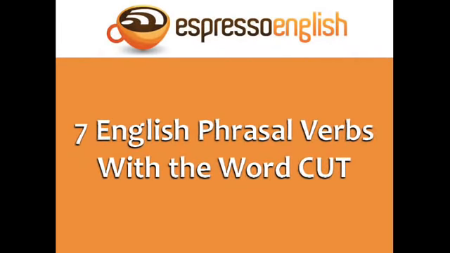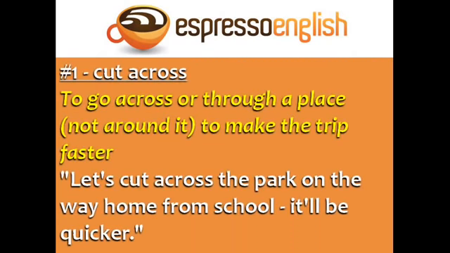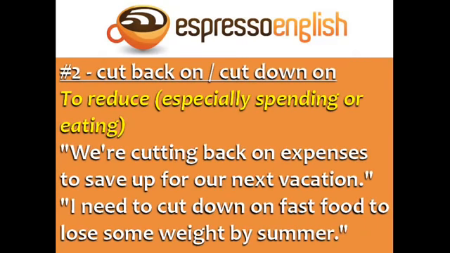Seven English phrasal verbs with the word cut from EspressoEnglish.net. Number 1. Cut across. To go across or through a place, not around it, to make the trip faster. Let's cut across the park on the way home from school. It'll be quicker.